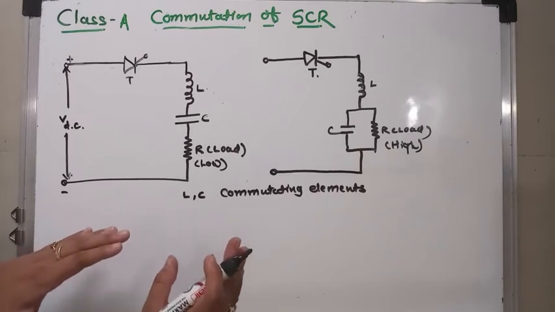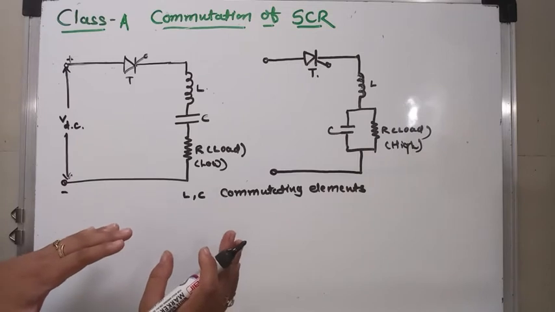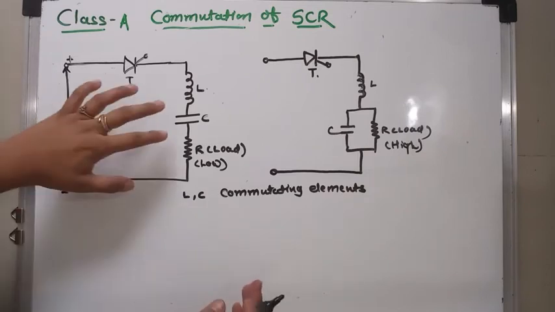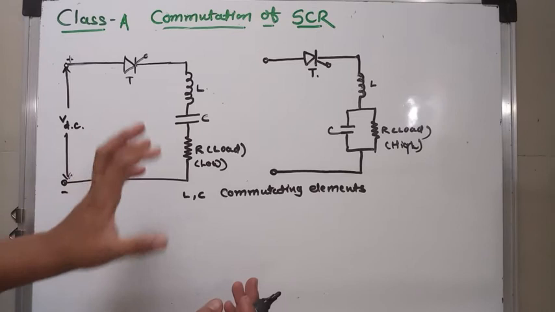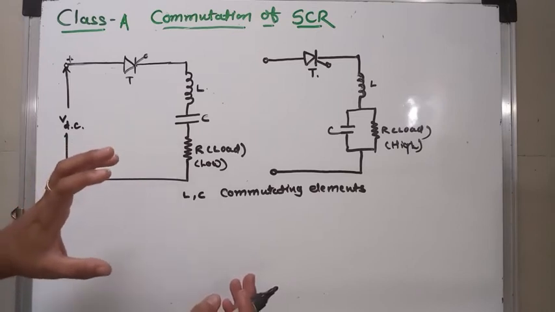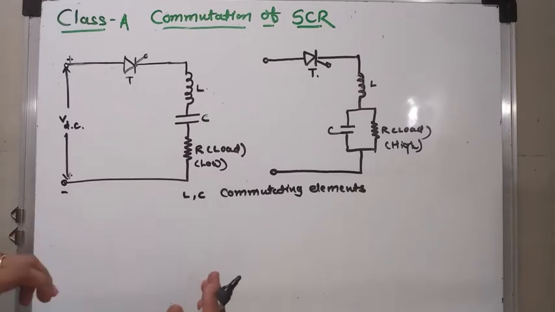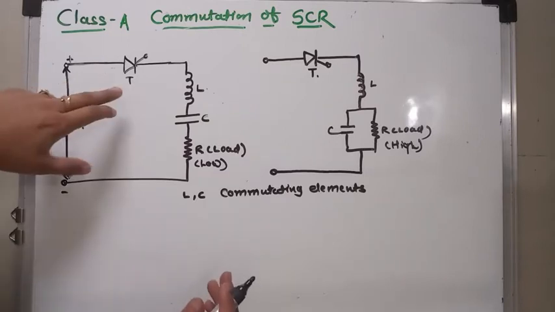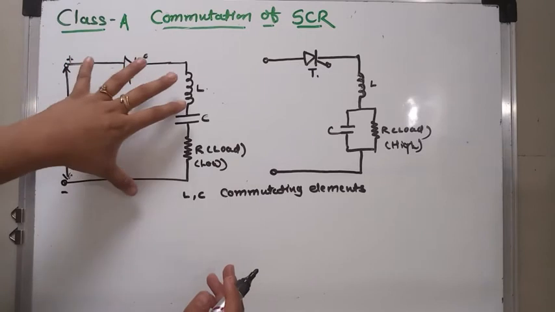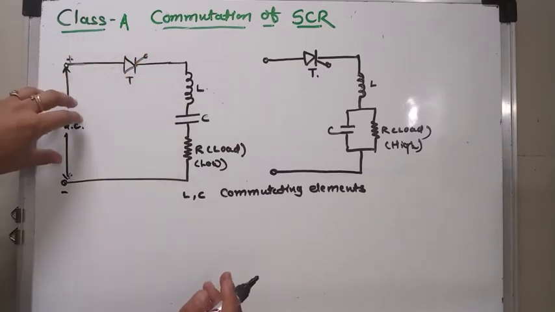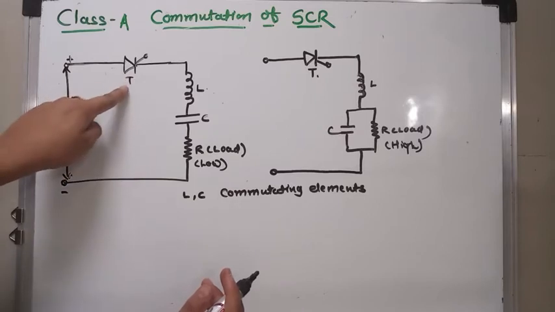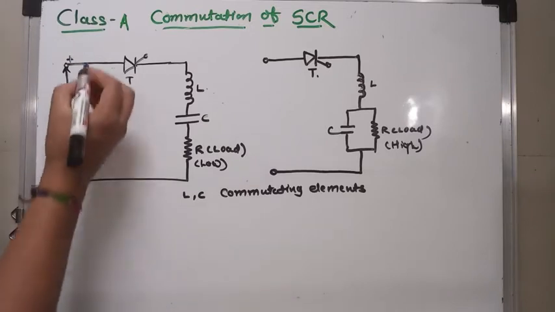Now let's consider the working of the class A commutation. Here the RLC forms an underdamped circuit. Now what will happen in an underdamped circuit? When this circuit is energized by the DC source and you trigger the thyristor, at that time the thyristor turns on and the current flows.